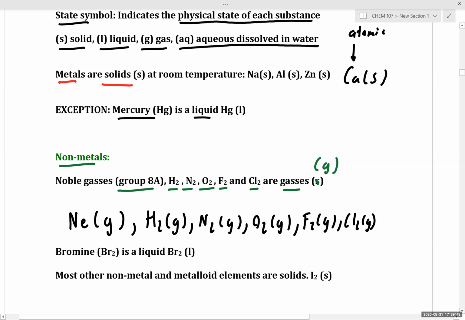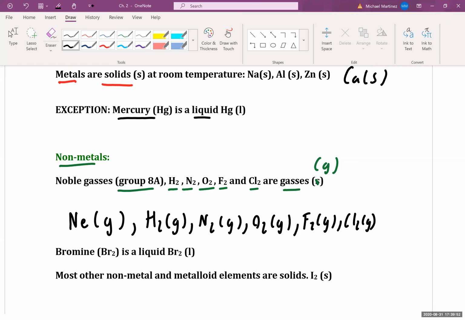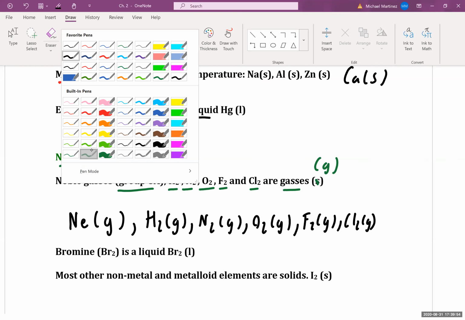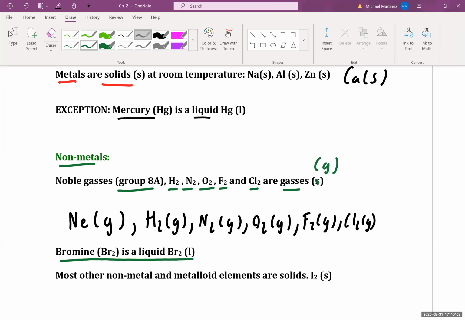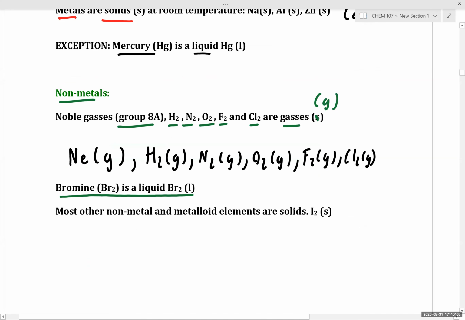From our nonmetals, only one nonmetal element is a liquid, and that is bromine. Bromine is a liquid at room temperature, so we write it as Br2 liquid. Finally, in general, most other nonmetal and metalloid elements are solids. For example, iodine would be written as I2 solid.